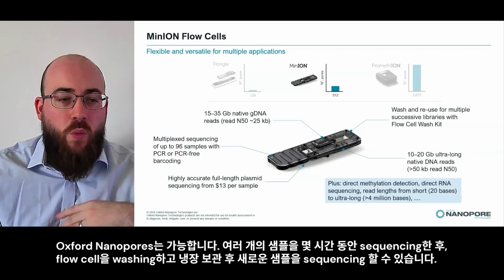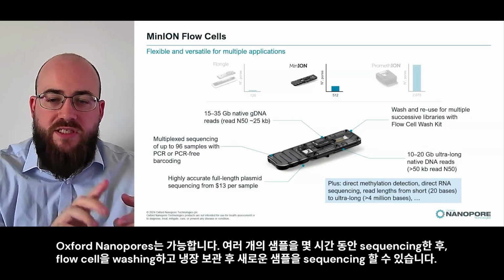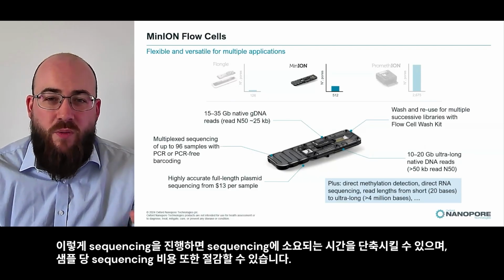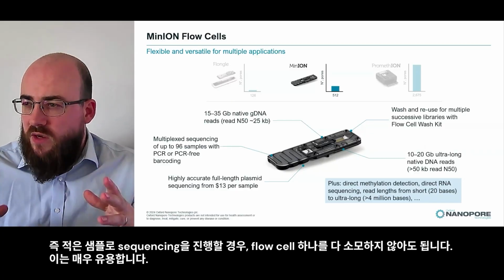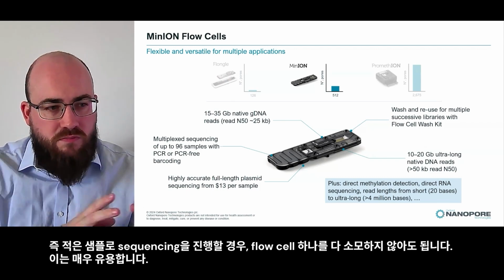We can do that. We can run a few samples in a few hours, then wash that flow cell, recalibrate it, store it in the fridge, and use it later with different barcodes on a new experiment. That way, we're both keeping the turnaround time down, but we're also keeping the cost per sample down as well. We don't have to burn an entire flow cell, an entire sequencing run on one small experiment.